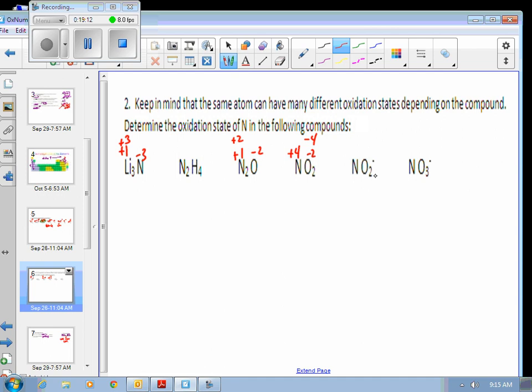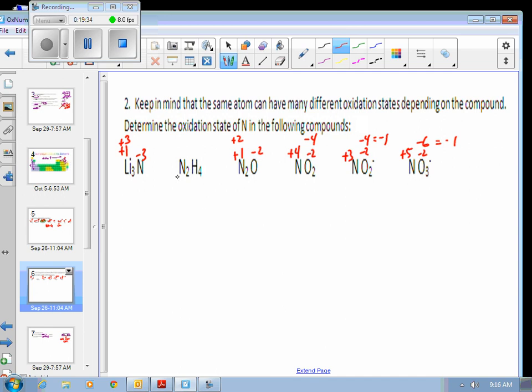Let's see, -2 on this oxygen, which is a -4, equals -1 overall, so this one has to be a +3. And finally, this guy, oxygen, -2, so that's a -6. Equals -1 overall, so guess what? This guy's a +5.